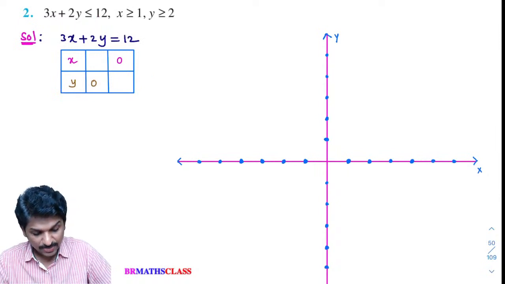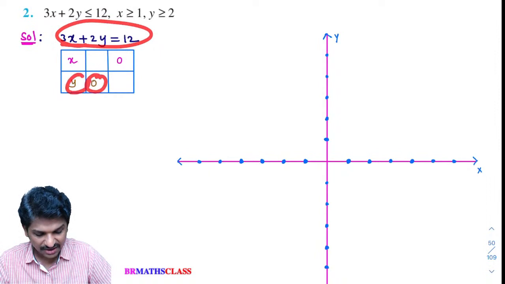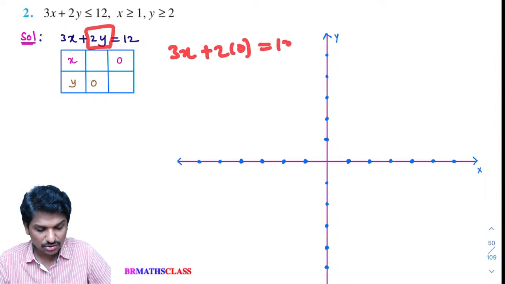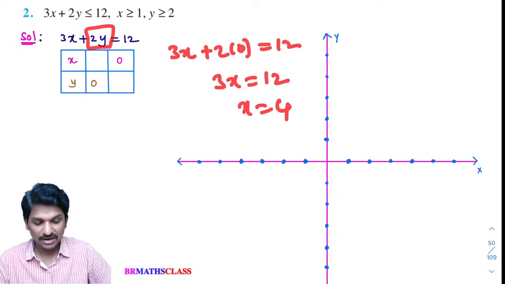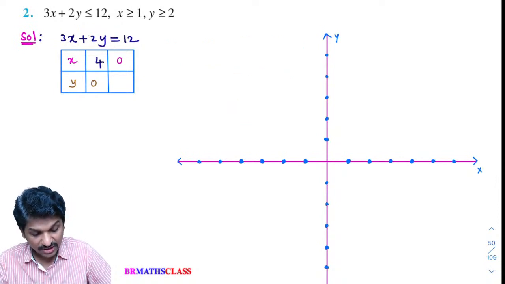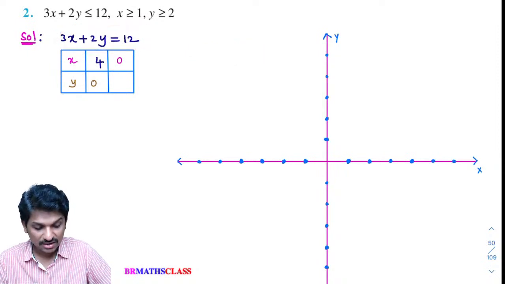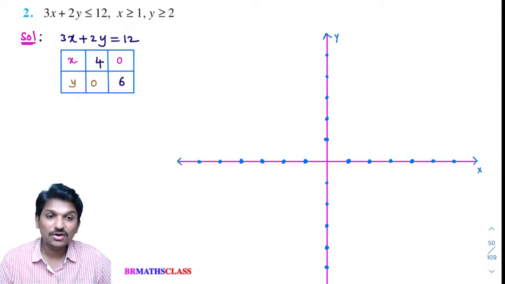Now in this equation, in place of y you write 0. What will you get? 3x plus 2 into 0 equal to 12. That means 3x equal to 12, so x equal to 4. Put x equal to 4. Now you put x equal to 0 in this equation. What will you get? 2y equal to 12, so y equal to 6.